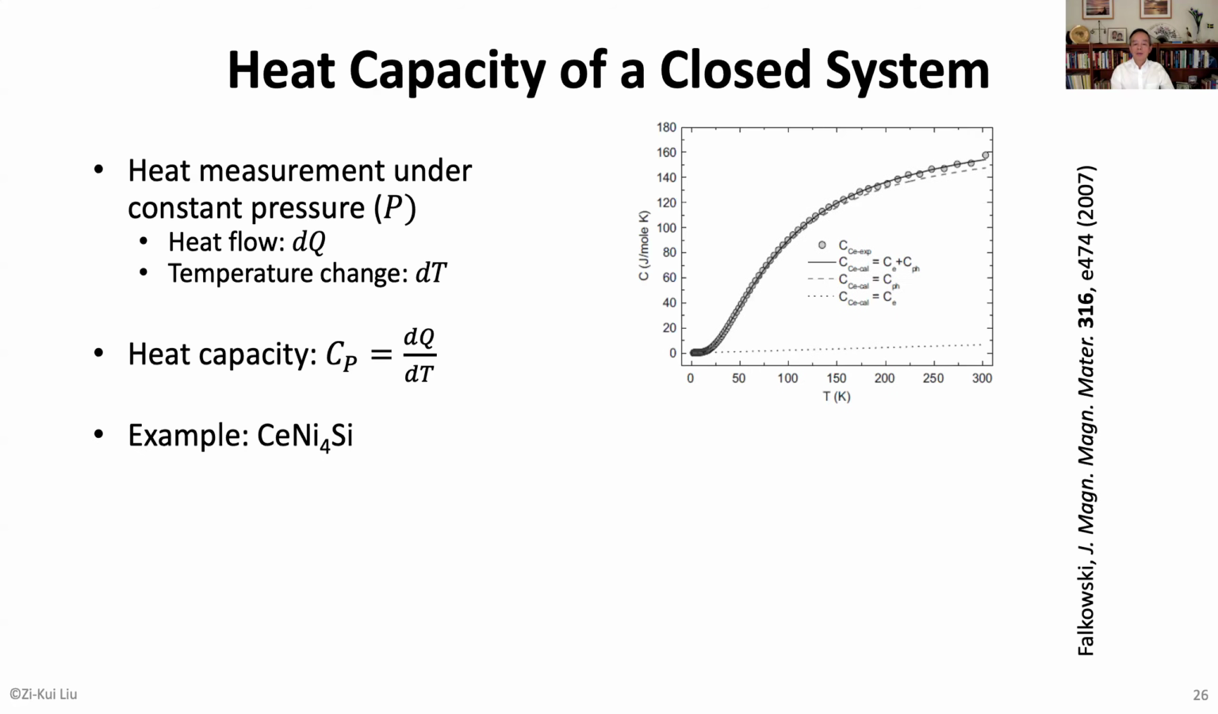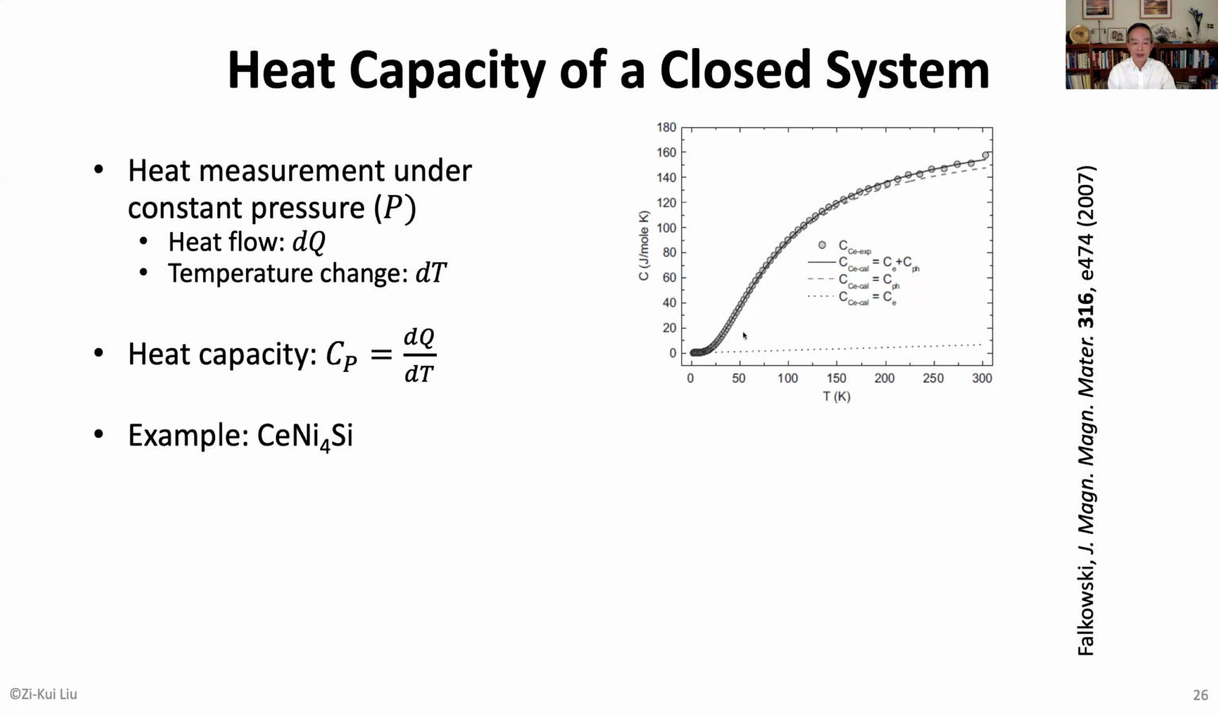The example of heat capacity shown here for the compound cerium nickel four silicon is in joules per mole per Kelvin as a function of temperature, which is the absolute temperature in Kelvin. Here it goes from 0 Kelvin and 0 heat capacity, and increases when temperature goes up.